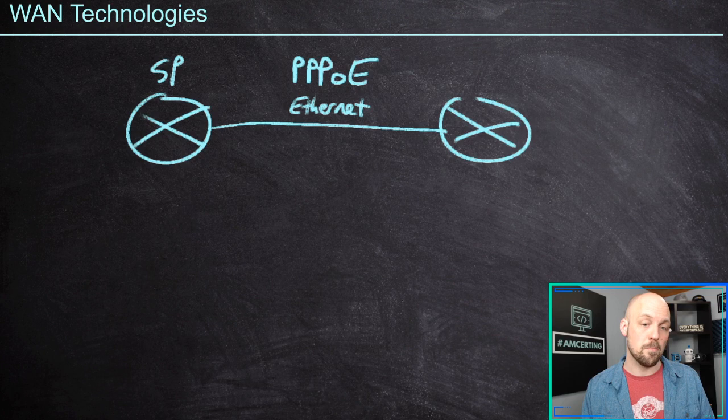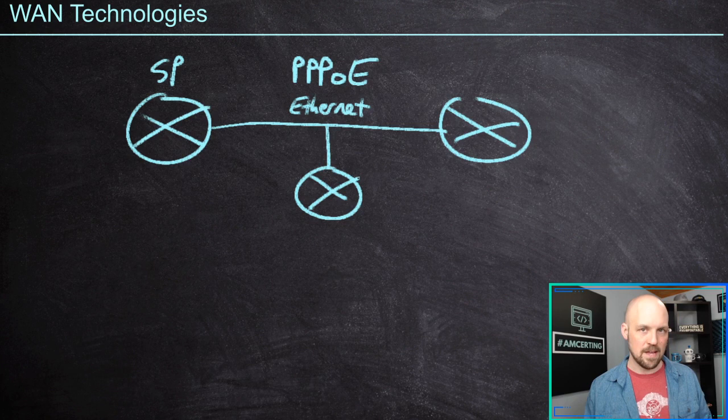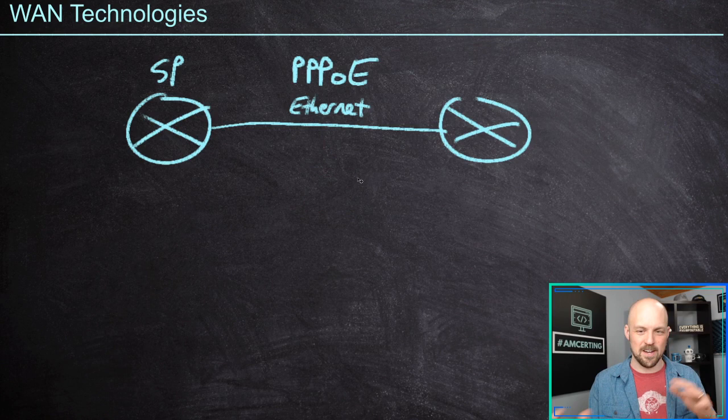By the way, one thing to keep in mind in all this: point to point protocol should imply something, which is that this is for point to point links. So if we have an Ethernet segment here and we're all on a VLAN and we've got three routers, that's not what this scenario is for, because it's a point-to-point connection between two routers.